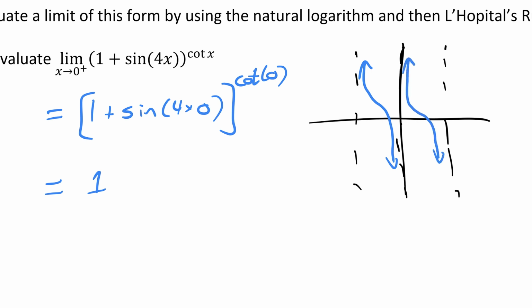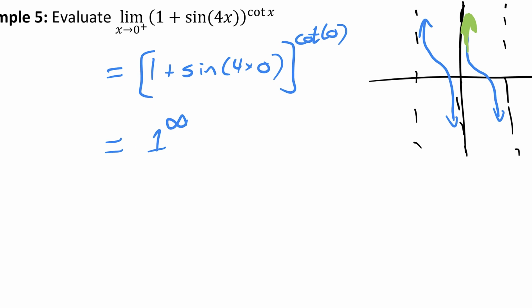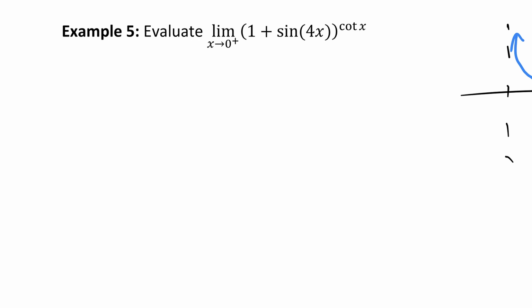So as I approach 0 from the right, I can see that the function is going off to infinity. So this would be 1 to the power of infinity. That's indeterminate form. It doesn't tell me if the limit exists or not, so I have to erase that. The trick when we get that indeterminate form is to name the original function. Let me say f at x equals the power 1 plus sine of 4x to the power of cotangent x.